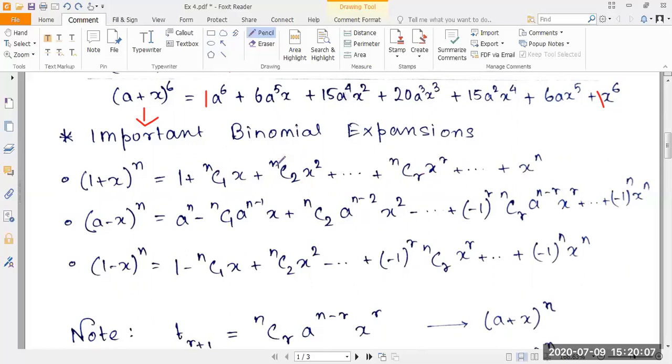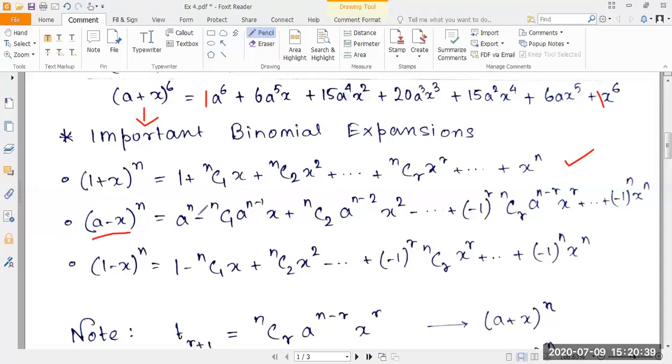Similarly, the next term we had nC2 a^(n-2) x², where the a^(n-2) part again becomes 1. Similarly, we get the rest of this expression. Now, instead of writing plus x, we replace x with minus x. Initially we had (a + x)^n. In place of x, we put minus x. So we have (a + (-x))^n, which becomes (a - x)^n.